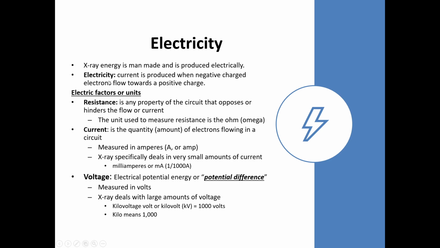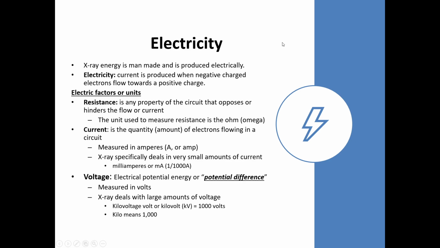Electricity is current that's produced when a negatively charged electron flows towards a positive charge along a wire or other conductor. We have three things that factor majorly into electrical factors. The first one would be resistance. It's any part of a circuit that slows down the flow of current. So we have electrons flowing through the circuit. Anything that slows or stops those electrons causes resistance. We measure that with what we call an ohm. It's an omega symbol. Basically, I'll kind of draw it with the mouse.